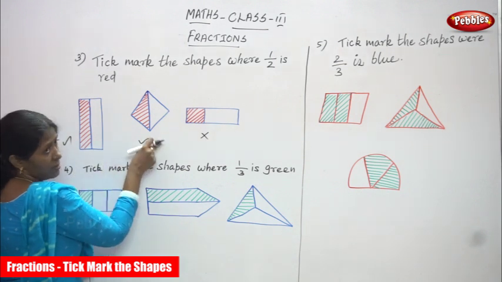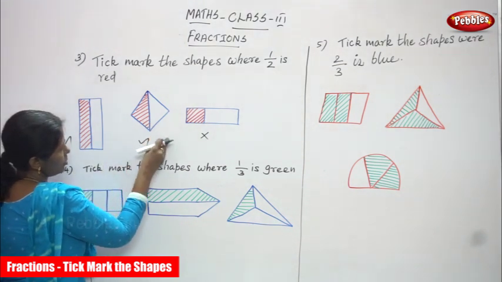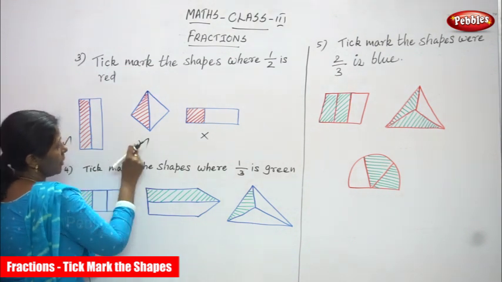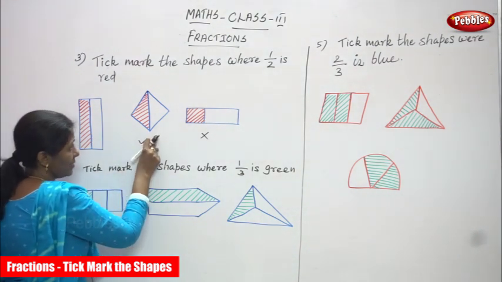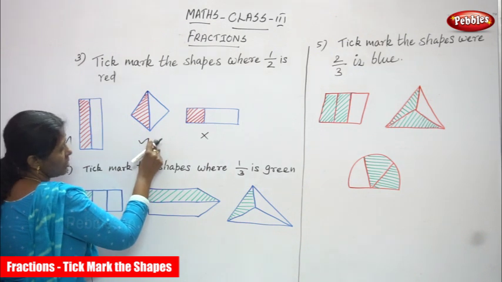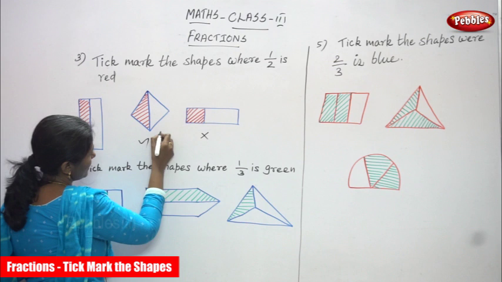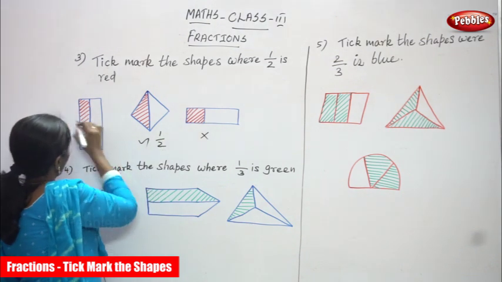Next diagram, it is a diamond shape. This also I cut into equal parts. I shaded only one portion in red color. So it also comes under half. What is the fraction of this diagram? Half, and this also half.